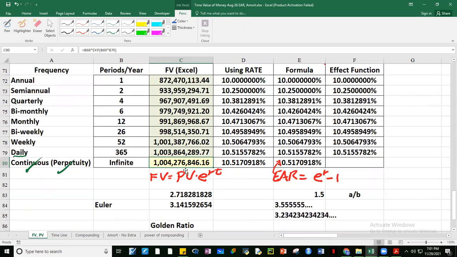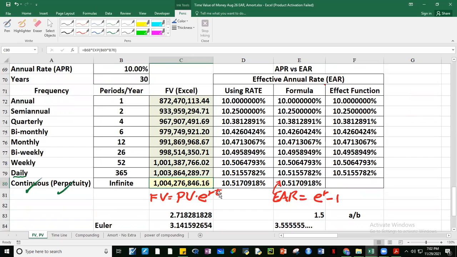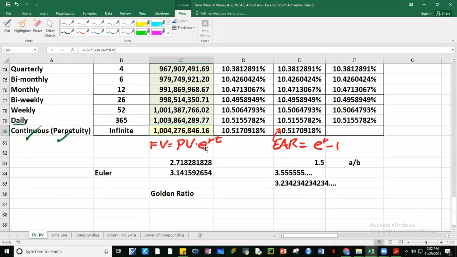Pag perpetuity, the formula is the future value is equal to the present value times the perpetual factor natin, itong e to the RT. Okay, alam natin yung R and yung annual rate, 10%. Okay, ano yung T natin? T natin is the number of years, 30. Now, E, guys, if you know, E is an irrational number. Okay, we get E using the EXP function in Excel.